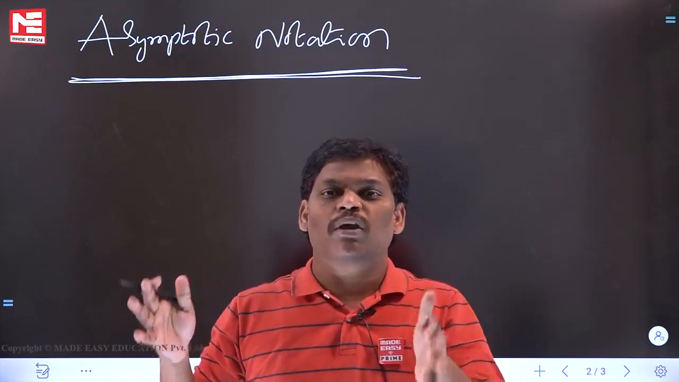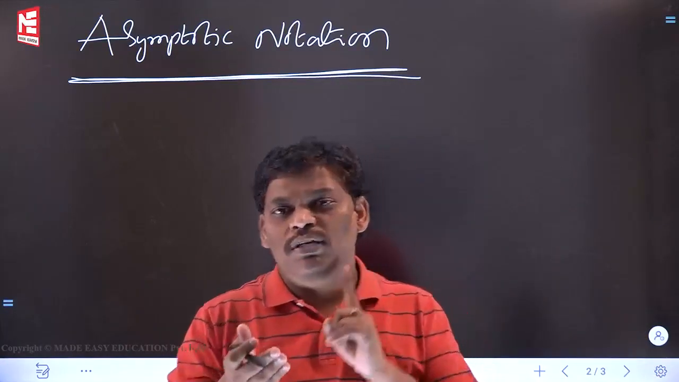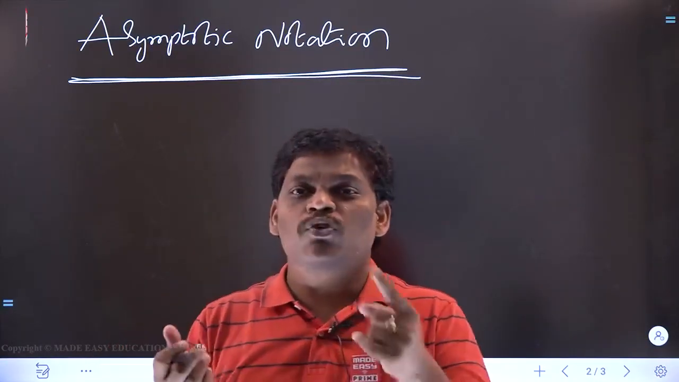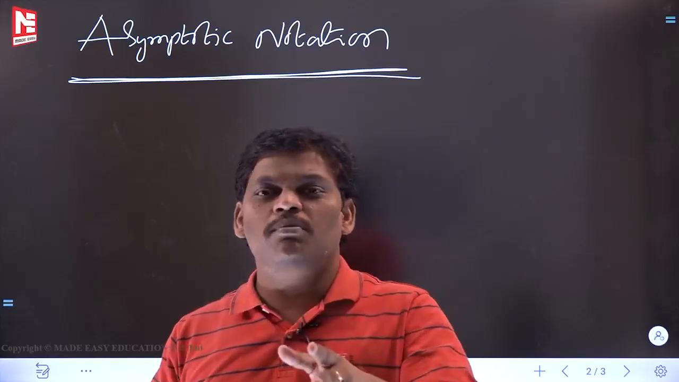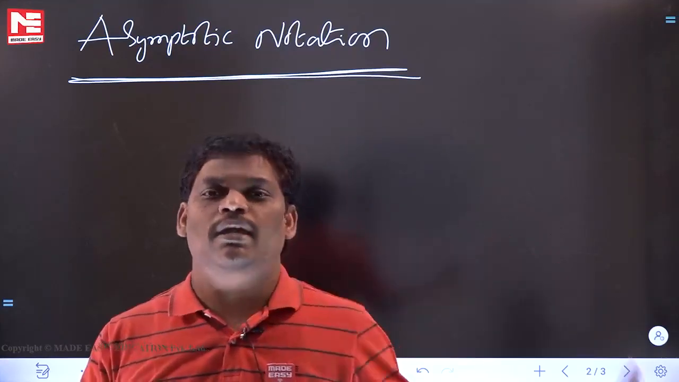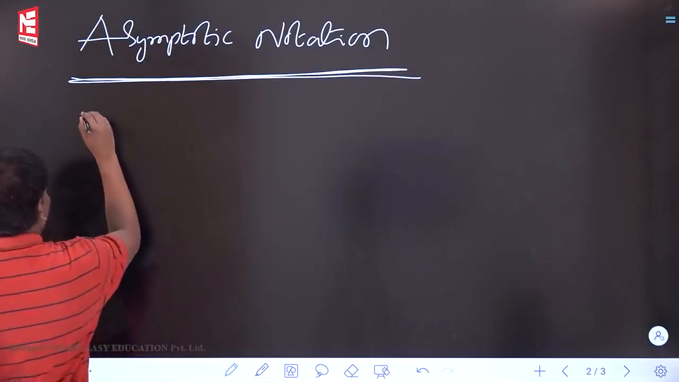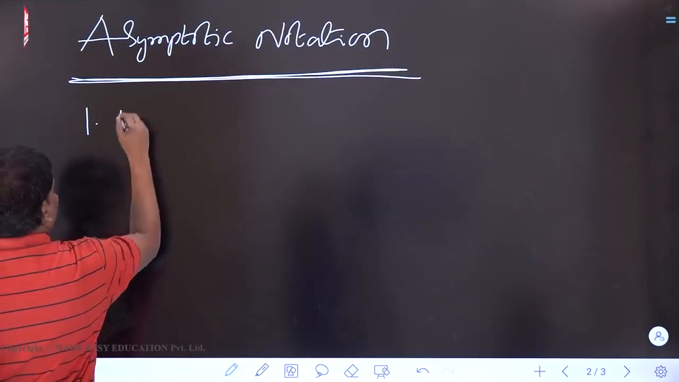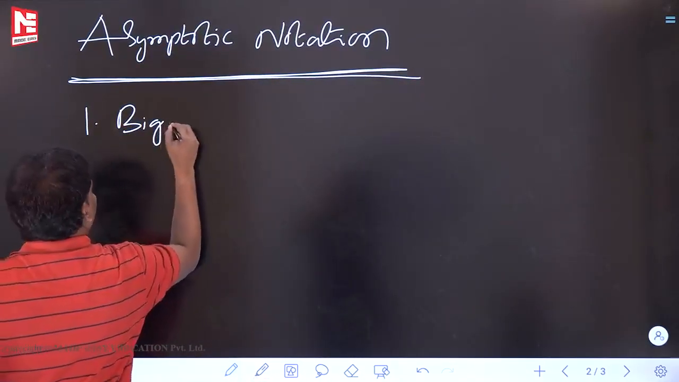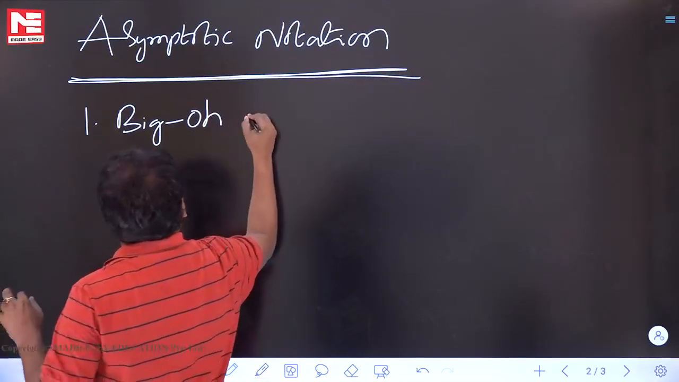Please make sure that from now onwards, please be careful. If you know asymptotic notation, if you know how to find out time complexity, in the algorithm subject most of the things you can easily handle. Right? Topic name is asymptotic notation, which internally contains three things. What is the first thing? Big O notation. First one is going to be big O notation.